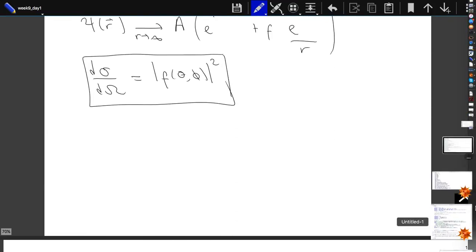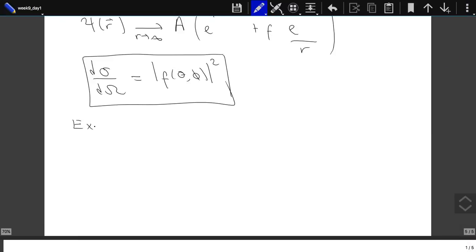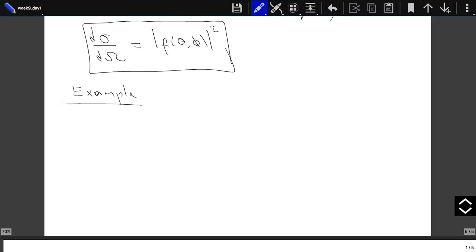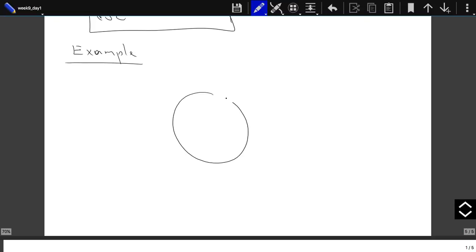Now let's do a simple example. In classical mechanics, in classical scattering cross-section. And then Friday or on Sunday we will be doing the quantum mechanical analog. Now let's just assume that we have a hard sphere. What is the scattering cross-section? Differential cross-section.